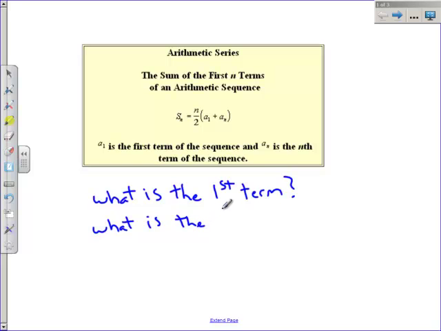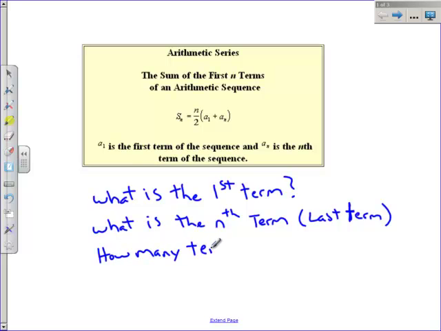We will need to know that. Here we're going to call that the nth term, but all you need to think is that this means the last term. Then you also need to know how many terms we are adding up. Those are the 3 things you need to know if you want to add up a certain number of terms in an arithmetic sequence: what's the first one, what's the last one, and how many terms are we adding?